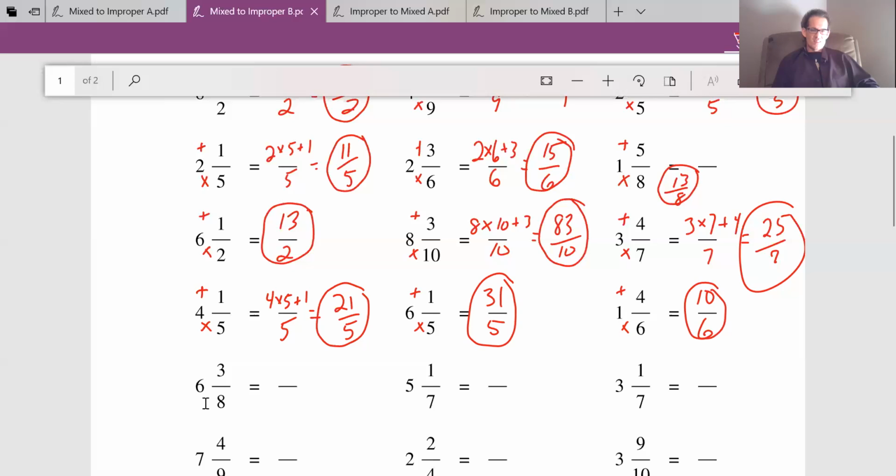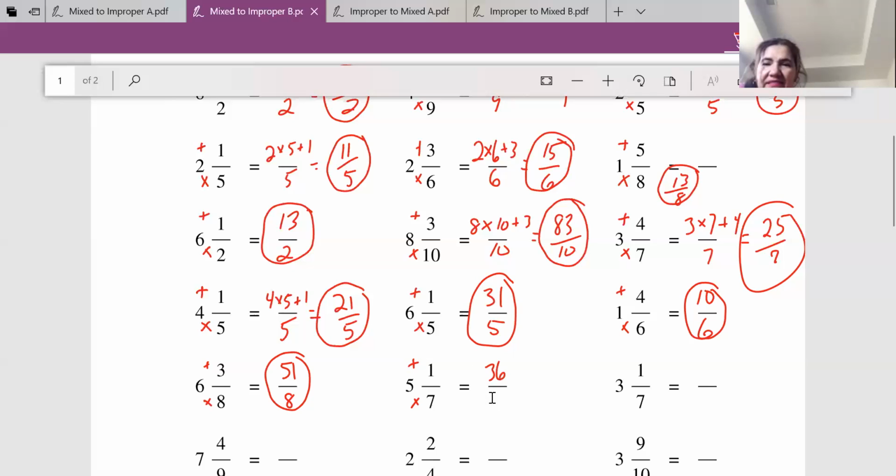And here we have 6 and 3/8. 8 times 6 is 48, plus 3 is 51 over 8. 5 and 1/7. So 5 times 7 is 35, plus 1 is 36 over 7. 3 and 1/7. So I have 3 times 7, 21, plus 1, 22 over 7.